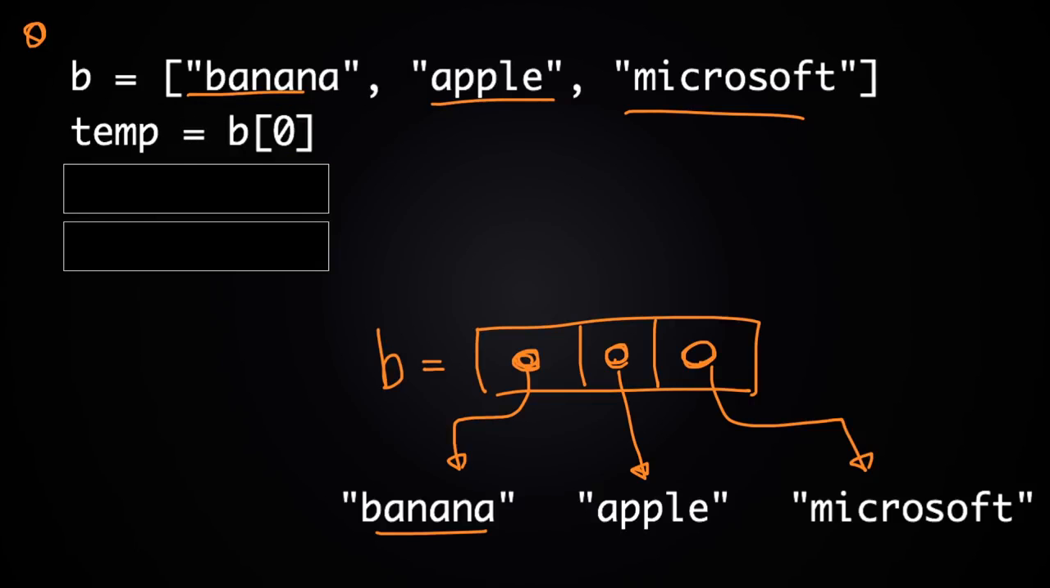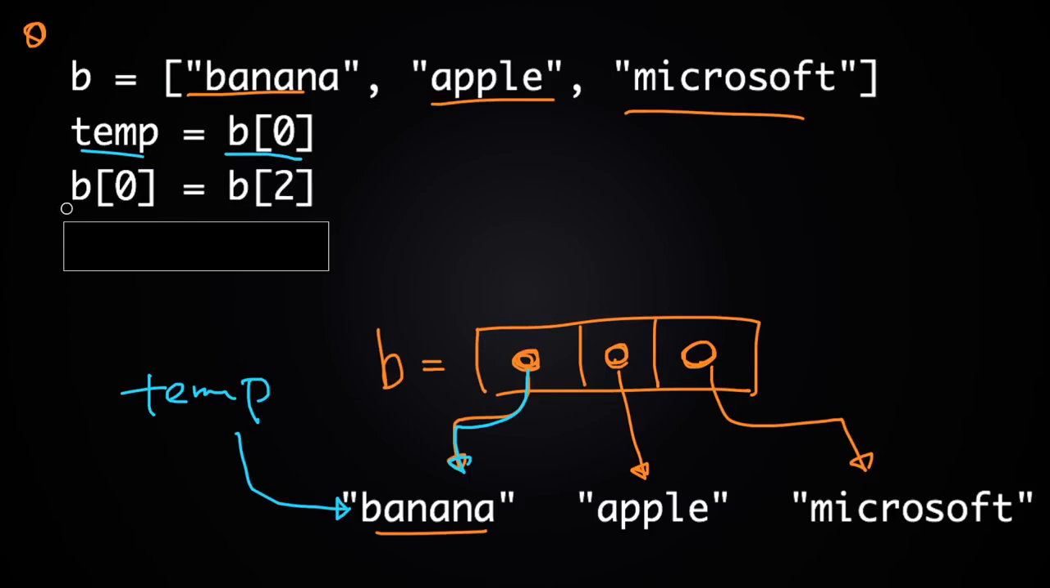First, write temp equals B square brackets 0. So we're defining a new variable called temp, for temporary variable, which is going to refer to what B square brackets 0 refers to, which is this one. And then you can write B square brackets 0 equals B square brackets 2. So we're saying the first compartment should now refer to whatever the third compartment refers to. Because like I said, the index for the first item is 0, and the index for the second item is 1, and the index for the third item is 2.